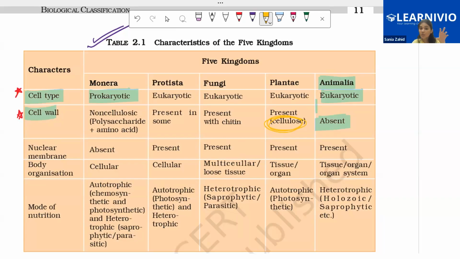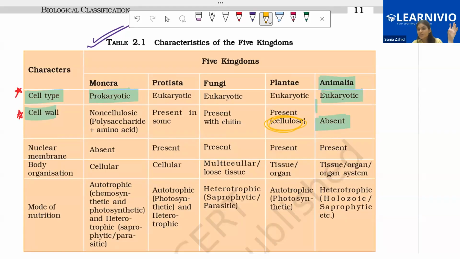Okay, where is cellulose found? Cellulose is also found in grass. Do you know about cows, they chew their food a lot, right? Yes, cows and buffalo chew their food a lot. Why are they chewing their food so much? Basically, the food that they are eating is plants. They are eating grass.